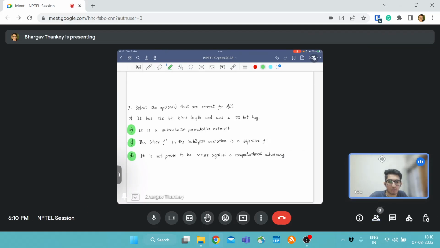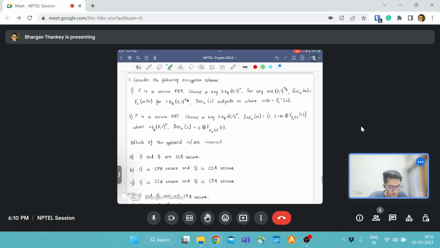Okay, so if this is fine, we can move on to the next problem. Consider the following two encryption schemes. The first scheme is as follows. Here we are given that F is a secure PRP, or pseudo-random permutation. The scheme chooses a key K uniformly at random from {0,1}^n. Then for a message M of length n/2, it encrypts M by concatenating an n/2-bit random string R to M, and then computing Fk of M concatenated with R. This is how the encryption function is defined, and the decryption function is defined analogously.